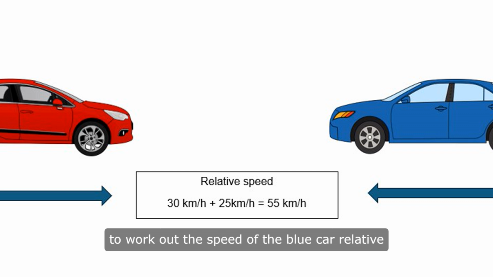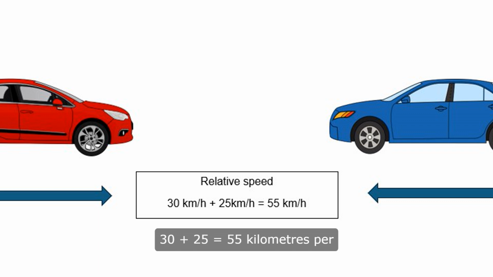To work out the speed of the blue car relative to the red car, just add the speeds together. 30 plus 25 equals 55 kilometers per hour, so the speed of the blue car relative to the red car is 55 kilometers per hour.